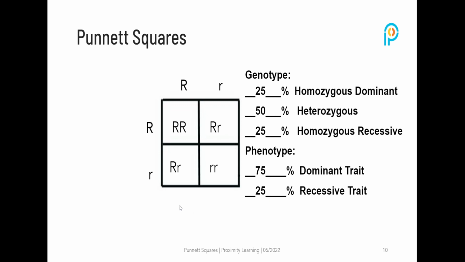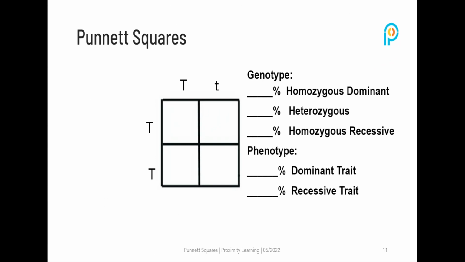Let's do another one. Okay, so draw this out on your paper, and I want you to go ahead and fill in the Punnett square. I'll pause for you to do that. Okay, you should have uppercase T, uppercase T, uppercase T, lowercase t, uppercase T, uppercase T, uppercase T, lowercase t.